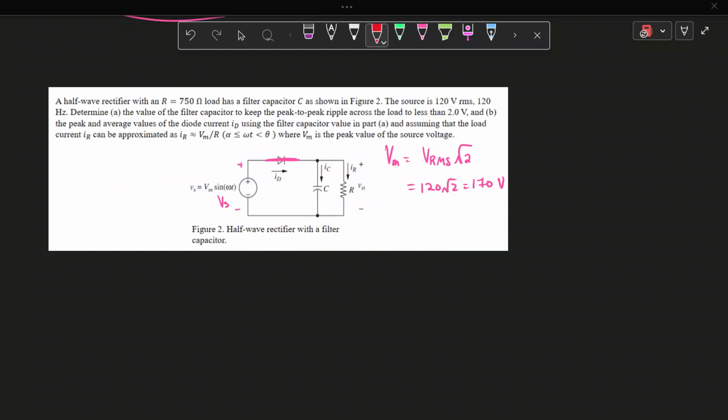With this problem. So what is this question even asking us? Part A says determine the value of the filter capacitor, which is this C value here, to keep the peak-to-peak ripple across the load to less than 2 volts. So peak-to-peak is going to be delta VO, right? You're changing VO to be less than 2 volts.